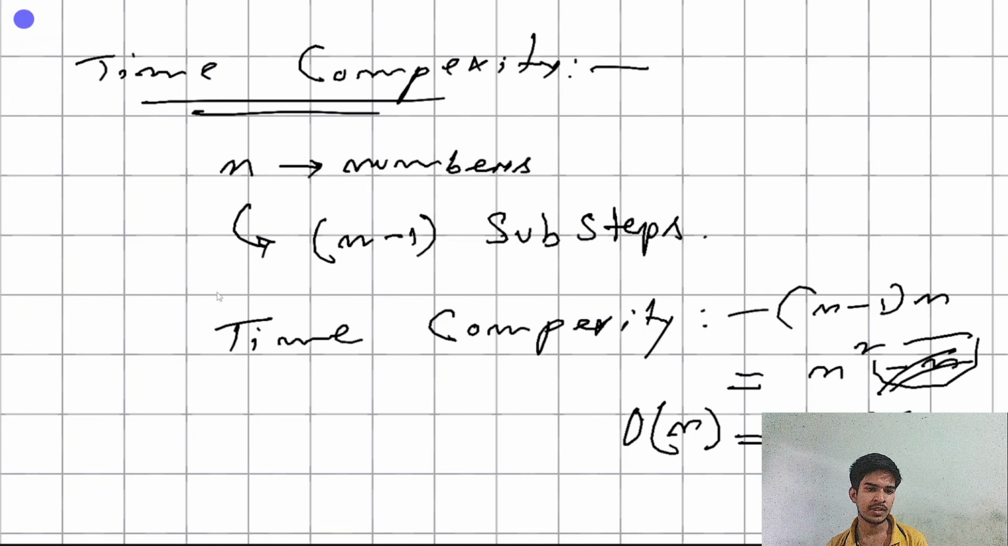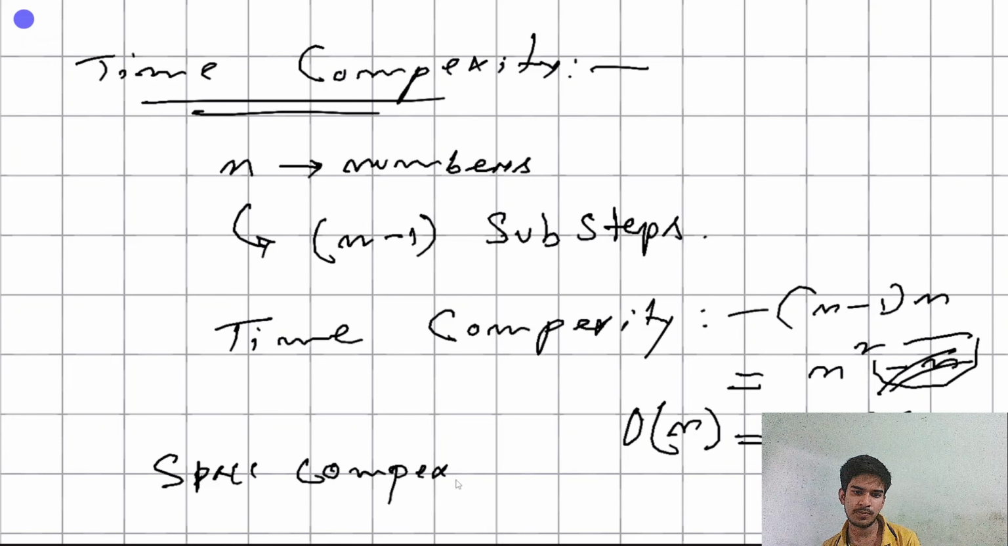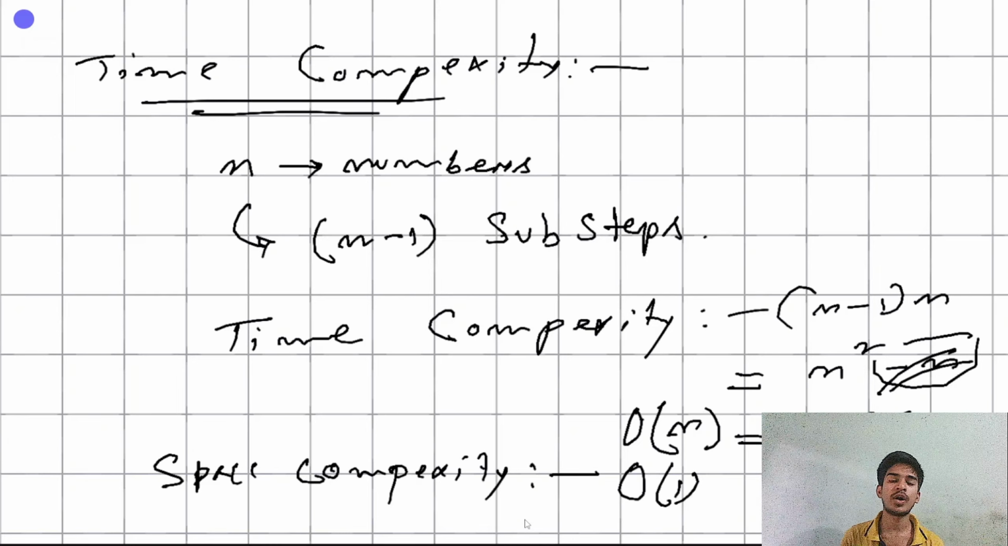So the space complexity will become O of 1, because we are not using any extra auxiliary space for storing anything. Basically constant space complexity. So now we'll see the code of the bubble sort algorithm. Okay, so let's get started.